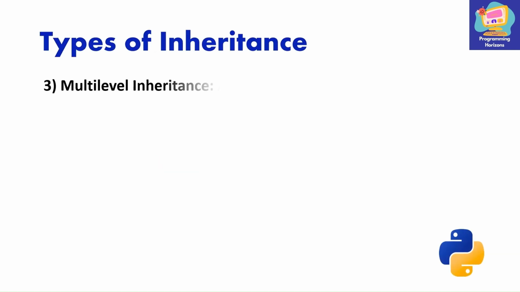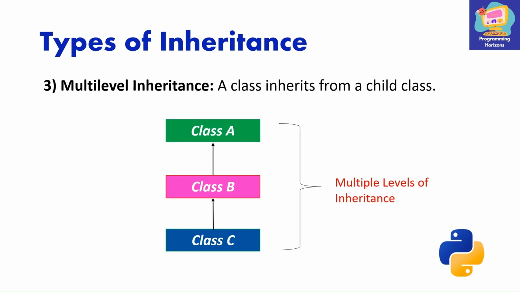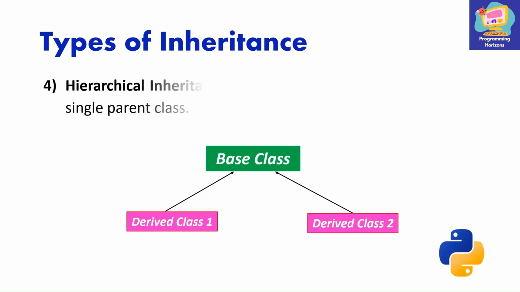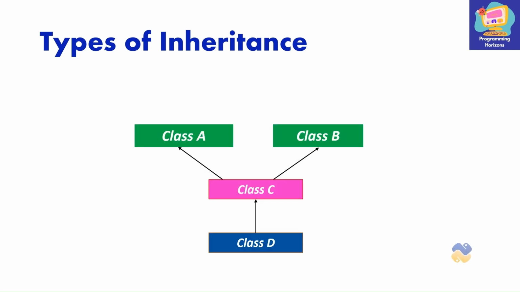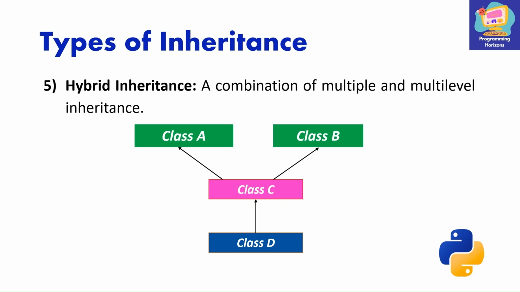The third type of inheritance is multi-level inheritance, where a class inherits from a child class. Since multiple levels of inheritance are involved, that is why the name multi-level inheritance. The fourth type of inheritance is hierarchical inheritance, which involves a single parent class and multiple child classes. And finally, we have a combination of multiple and multi-level inheritance in the form of hybrid inheritance, as shown in the example here.